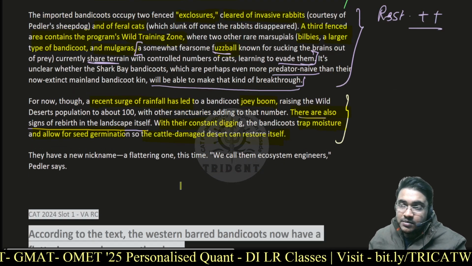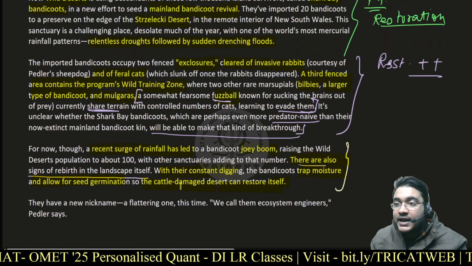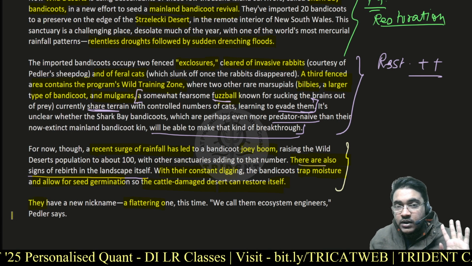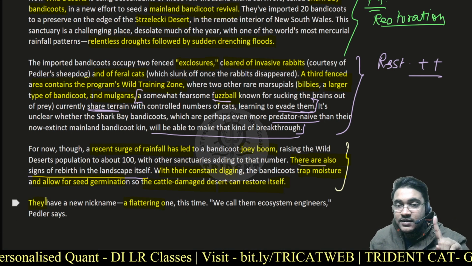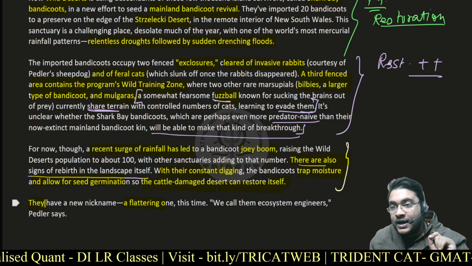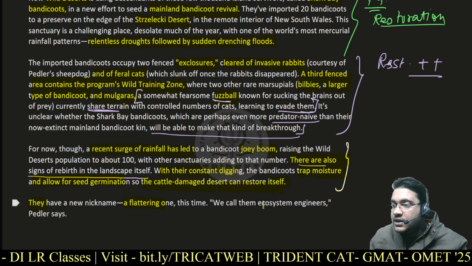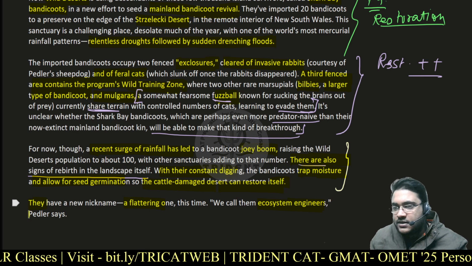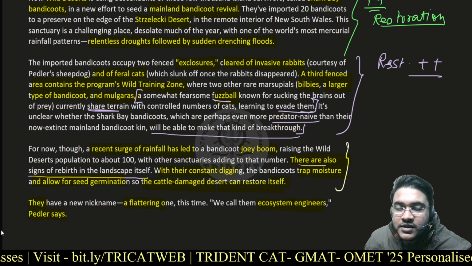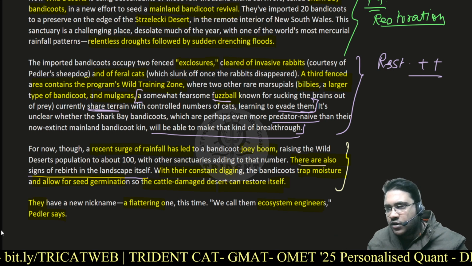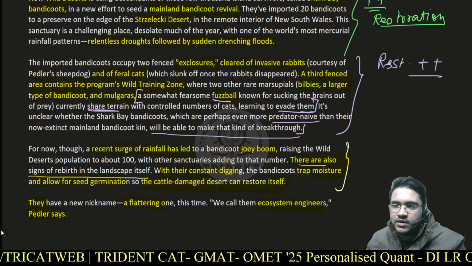And the last part says they have a new nickname, a flattering one. First of all, let's understand who they are. The bandicoots. I'm 100% sure they're talking about the bandicoot. But this is an important point. You should keep this thing in mind. They have a nickname, a flattering one this time. We call them the ecosystem engineers, Peddler says. Now we know why they are being called ecosystem engineers, because they're helping in restoration of the landscape itself, right? Or maybe giving us a rebirth sign or something like that.